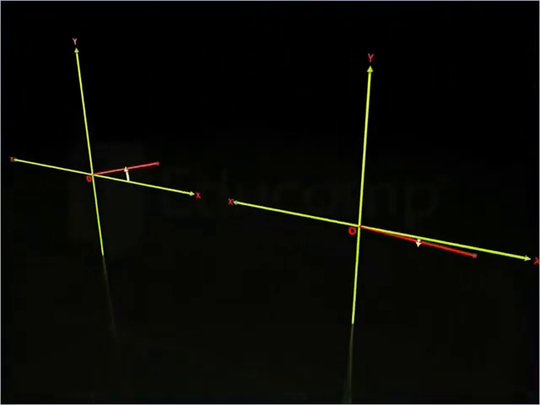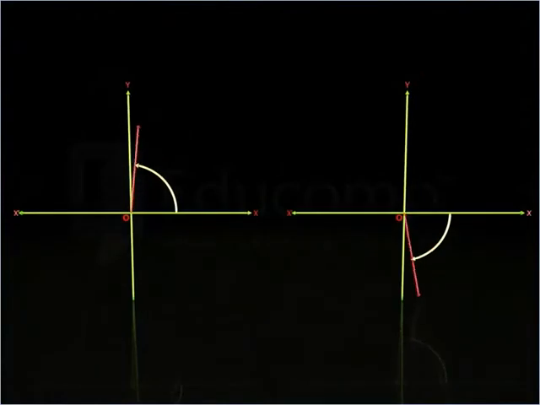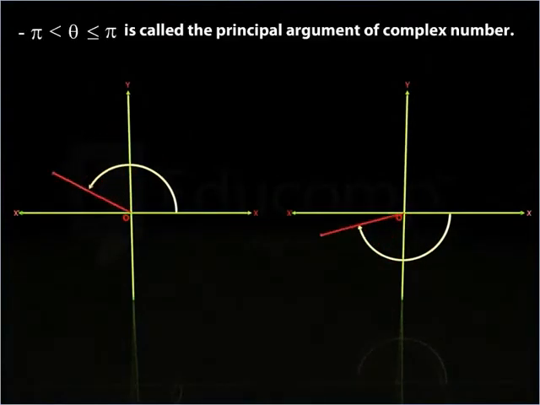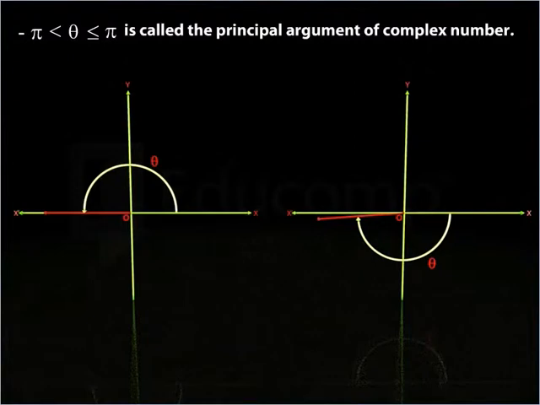The value of theta when limited to an interval minus pi to pi such that minus pi is excluded and pi is included in the interval, then the value of theta lying in this interval is called the principal argument. Notice that the size of this interval is also 2 pi.